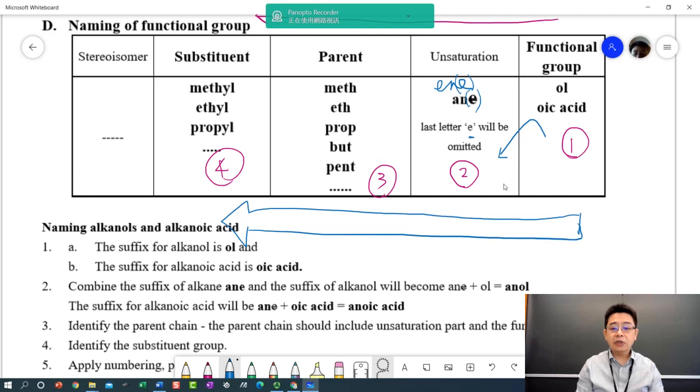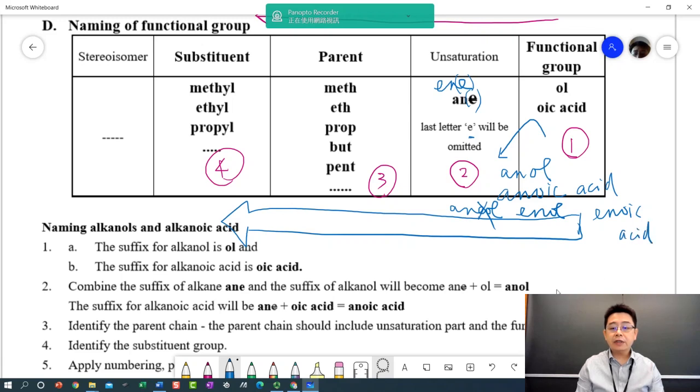Say for example we have anol, or anoic acid. We don't have anel, because this is not easy to pronounce. Skip the E. And then if you have unsaturation, it will be enol or enoic acid. So there are four kinds of combination.